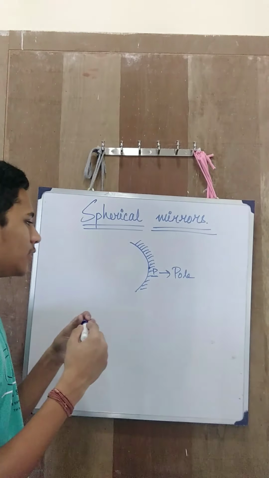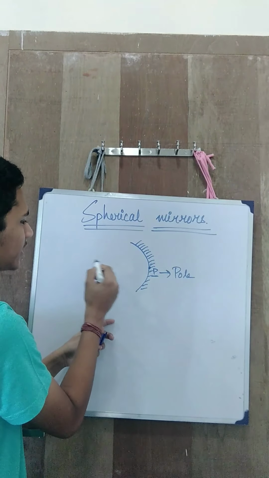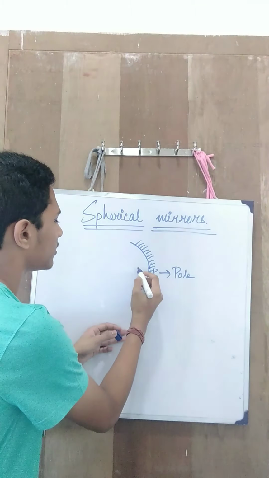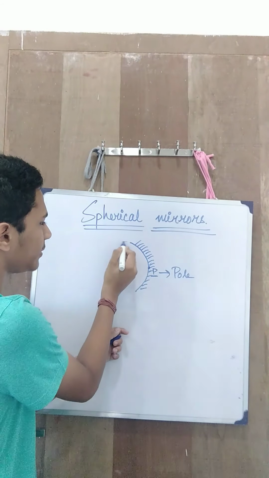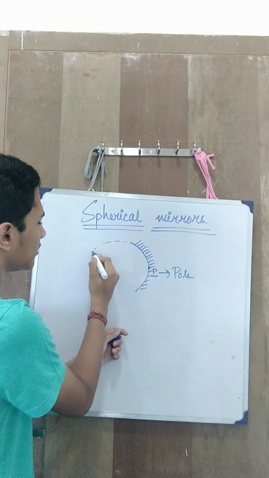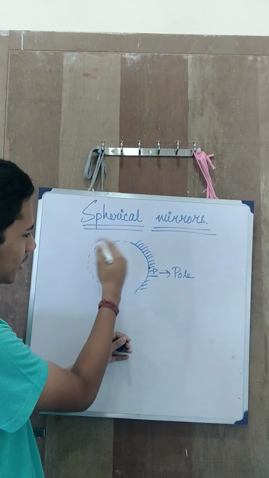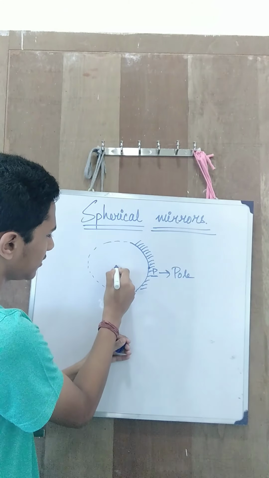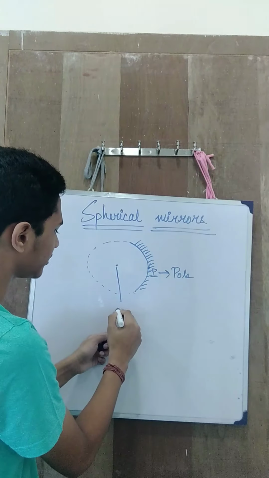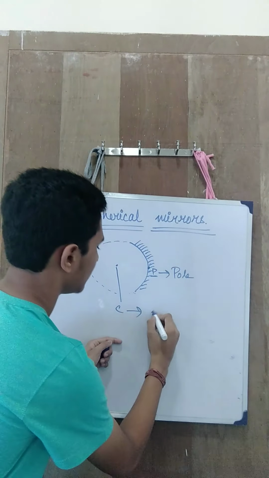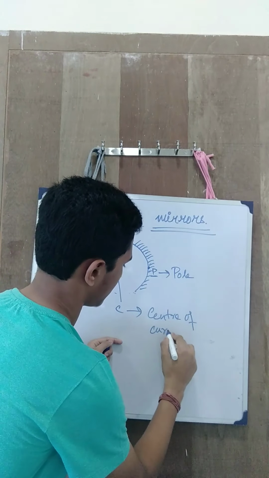So this mirror has been cut out from a sphere like this. Now this sphere has a center, right? Which may be this one. This is represented by capital C, that is the center of curvature.